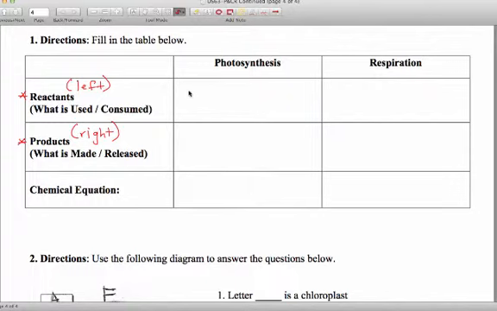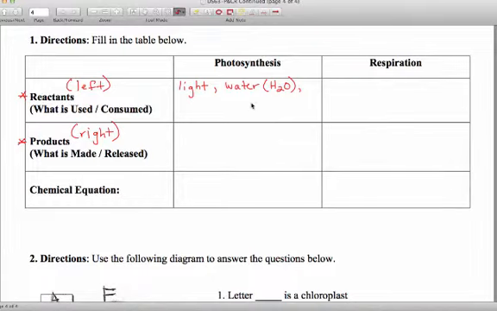So what do we need in order to start this process of photosynthesis? To start photosynthesis, we're obviously going to need light, because that's where we're getting the energy to drive the process to completion. Another thing we need to ensure that the chemical reaction takes place is water. And remember, the chemical formula for water is H2O.